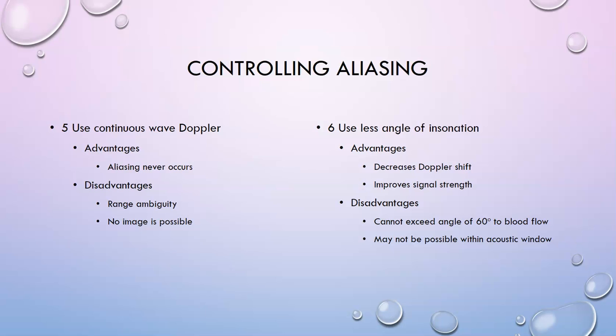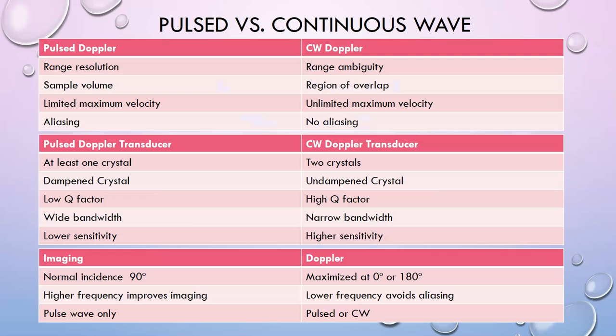So to summarize the pulse versus continuous wave, this is straight out of the book. I don't think I'm going to read the whole thing to you. So with pulse Doppler, we get pictures. With continuous wave, we get no aliasing. So those are good things.